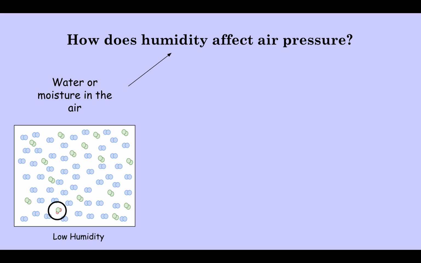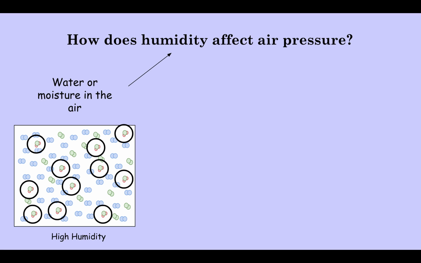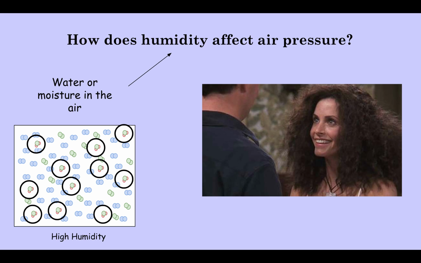This would be low humidity. Because we only have one water molecule, there's not that much water or moisture in the air. Now imagine we have a lot of water molecules in the air, that would be high humidity. And that's what causes hair to get frizzy in the summer, because there's so much moisture or water in the air.